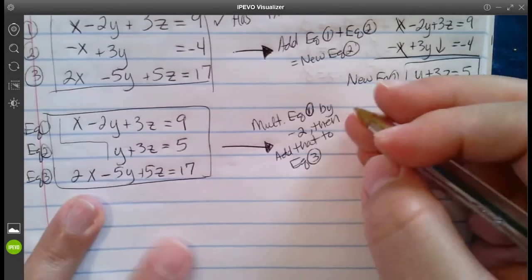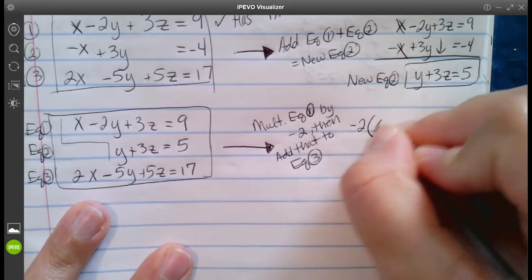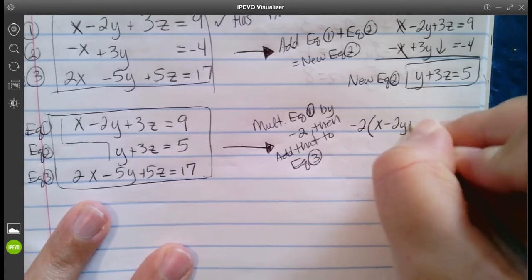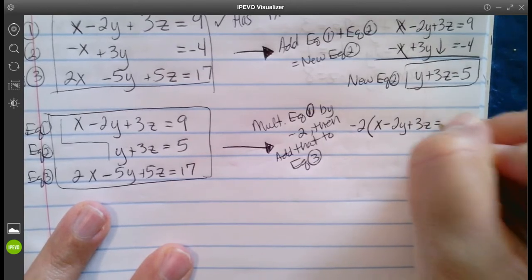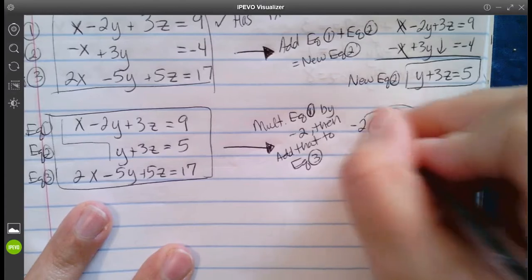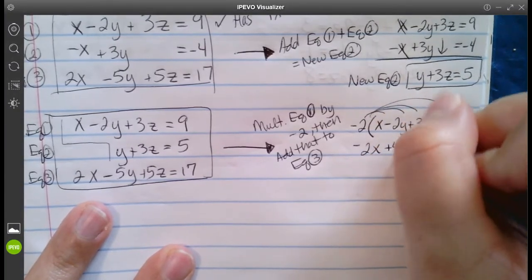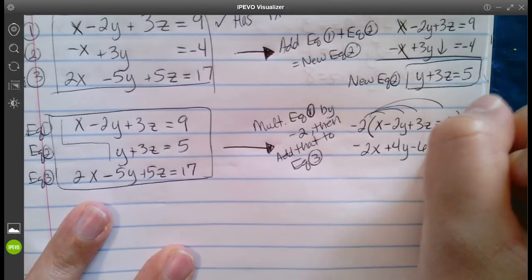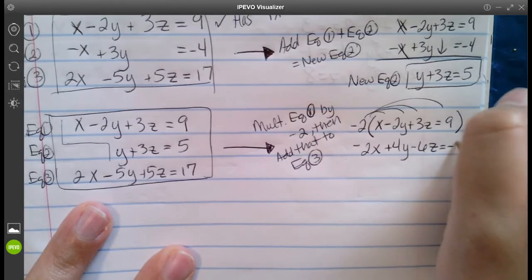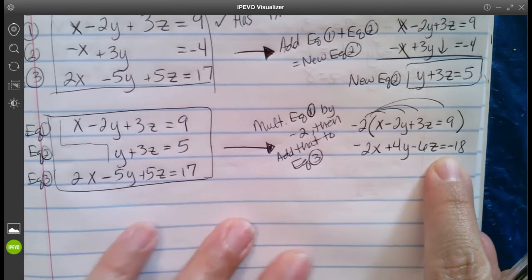Okay, so here's that operation. We have negative 2 times x minus 2y plus 3z equals 9. I'm going to do this part first. So distribute, right? Which is negative 2x plus 4y minus 6z equals negative 18. Okay, so this is the multiplication part.